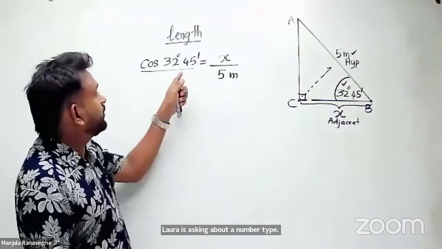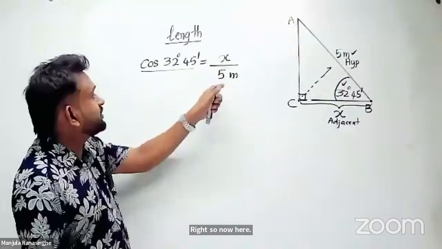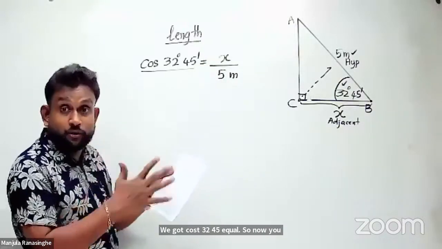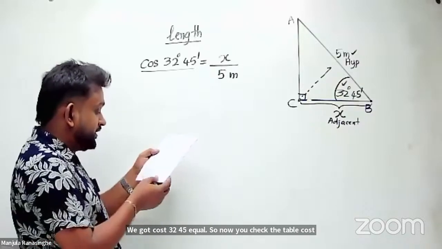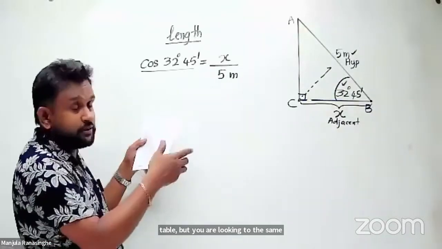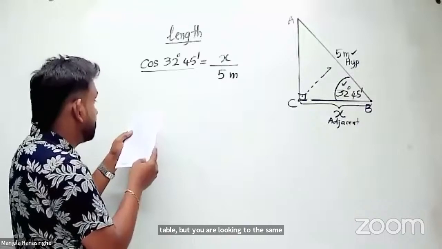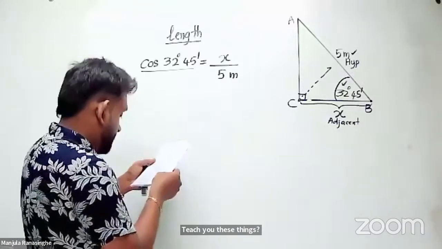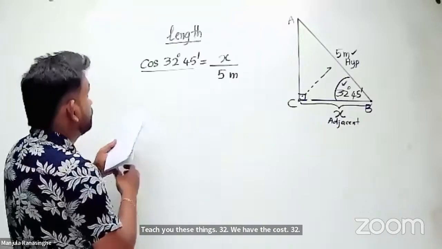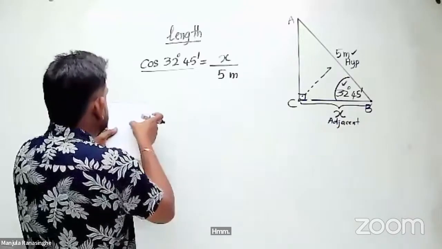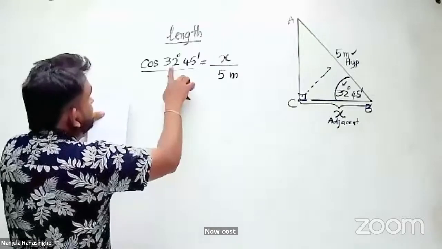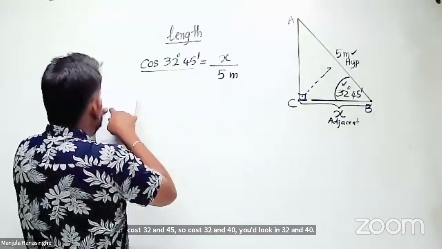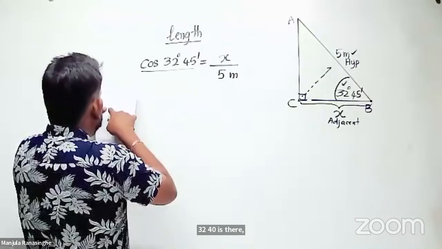Right, so now here we got cos 32°45' equals x upon 5. Now you check the cos table. You were looking at the sine table, but for cos you look downwards. We teach you these things. Where does cos 32 locate? Now cos 32°45', so cos 32°40', you look in 32 and 40. 32 40 is there. Which value can you get?